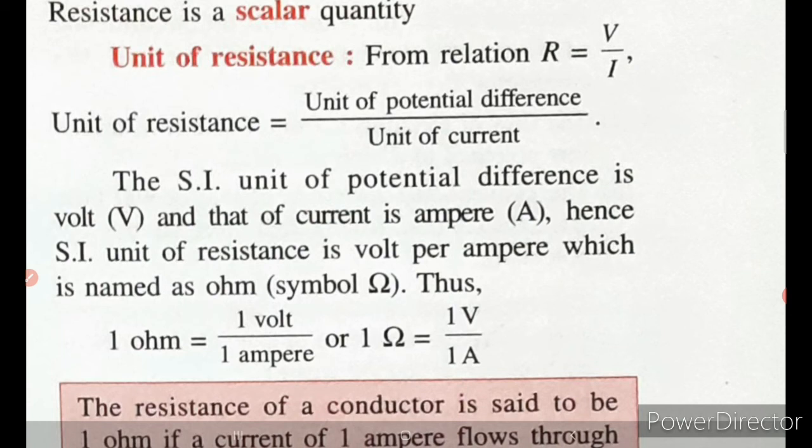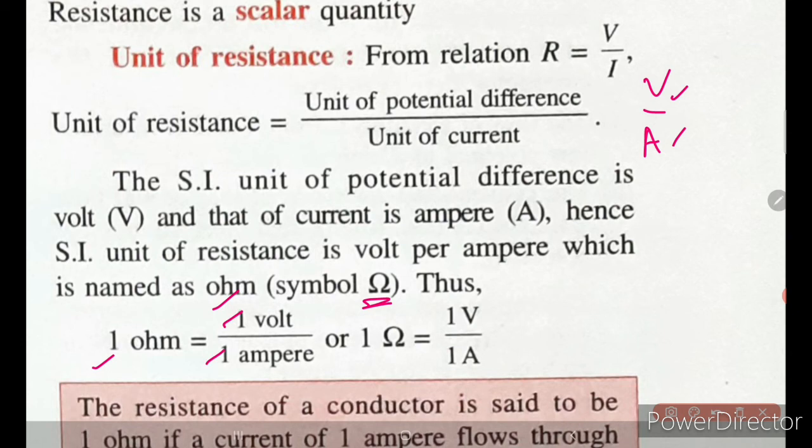What is the unit of potential difference? The unit of potential difference is volt. What's the unit of current? It is ampere. So volt by ampere, better known as ohm, whose symbol is omega, the Greek alphabet omega. So 1 ohm can be written as 1 volt upon 1 ampere.